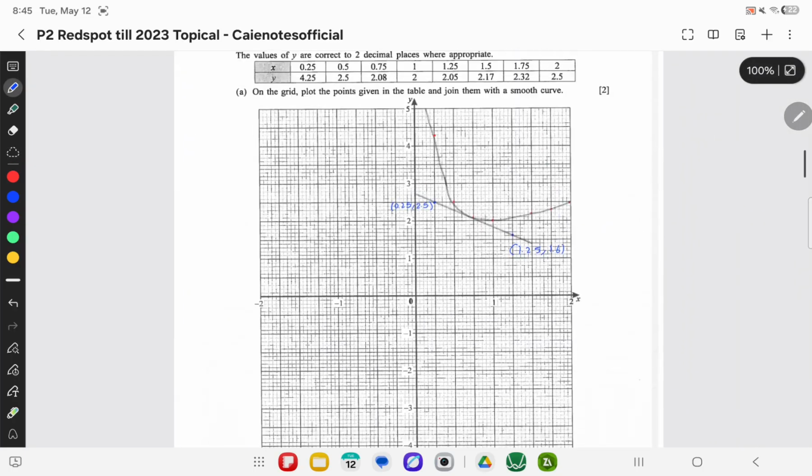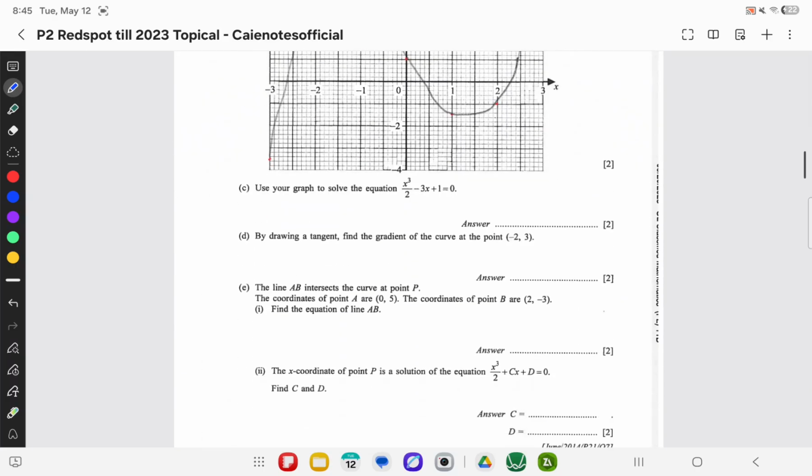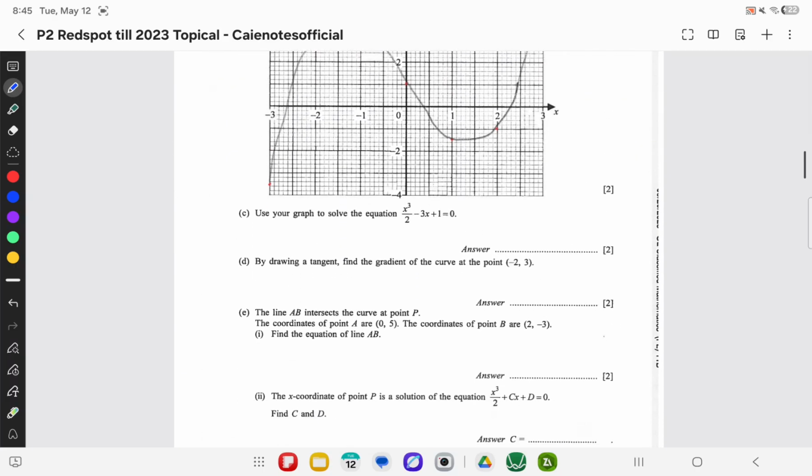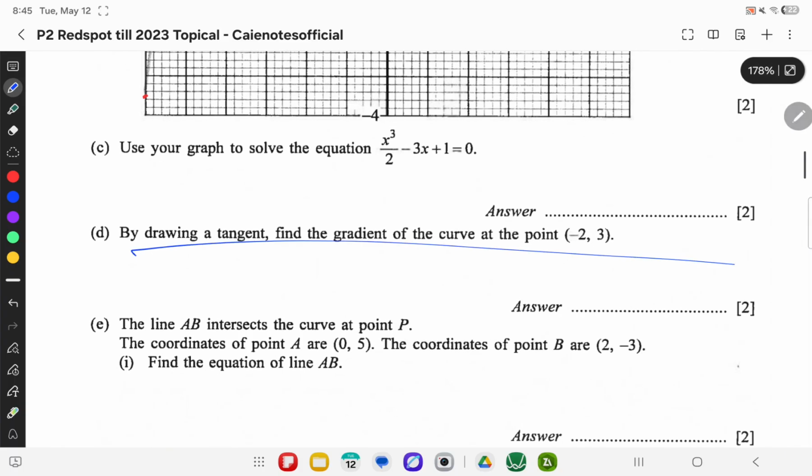Your answer could be different. Remember, your answer could be different. It just depends on how you judge. The examiner will accept a range of values. Remember, be confident in making the point. Let's do a bit more to get confident. By drawing a tangent, find the gradient of the curve at the point negative 2, 3.